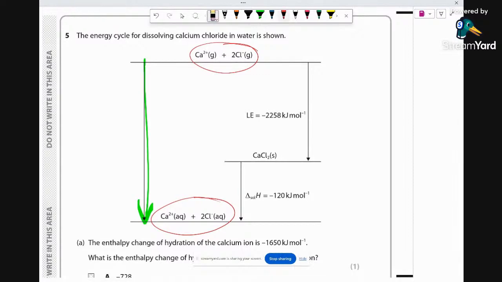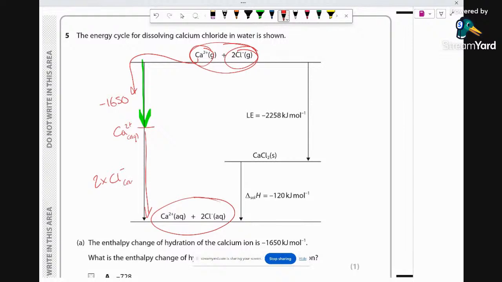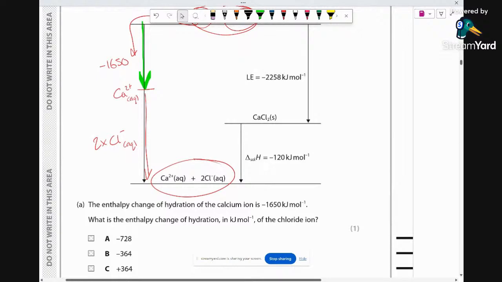I'll do this in different colors. I'll make it fatter too. Part of the line, I'll do highlighters. So a fraction of the line is going to be the calcium ion. I'll write this in red. So this one going down here to form calcium 2 plus aqueous, they're telling us that there is minus 1650. Then whatever this section here is going to be equal to 2 times the chloride ion hydration. So this is forming aqueous from gas. So I can now work out the enthalpy of the chloride ion.